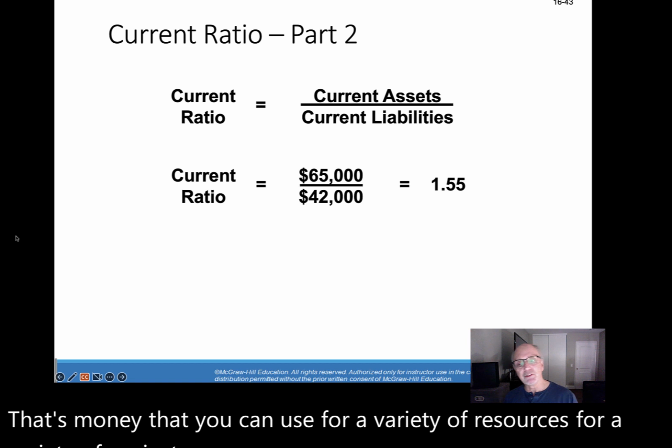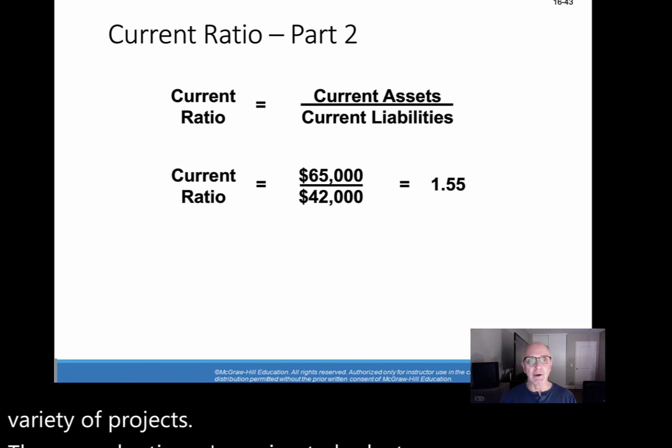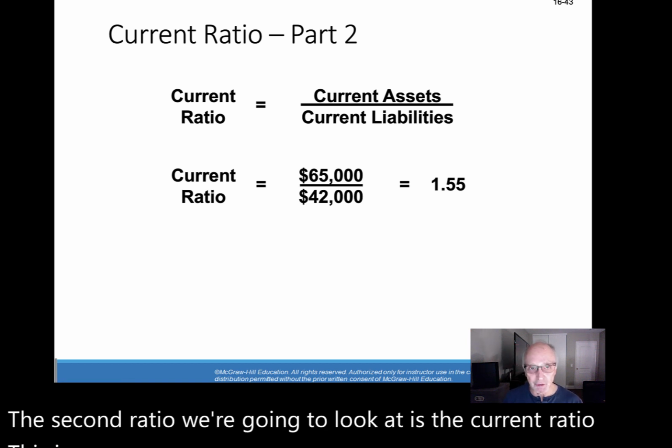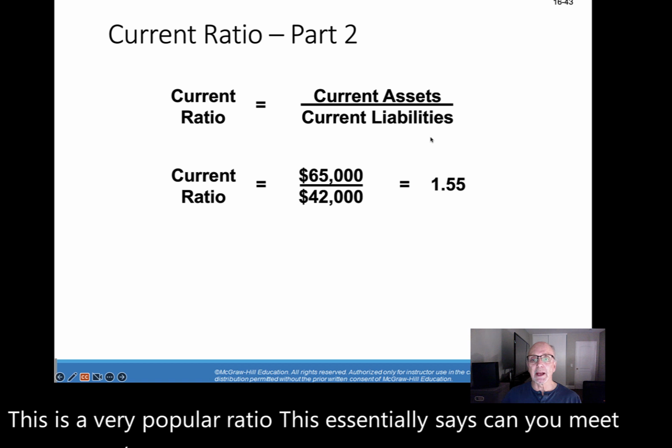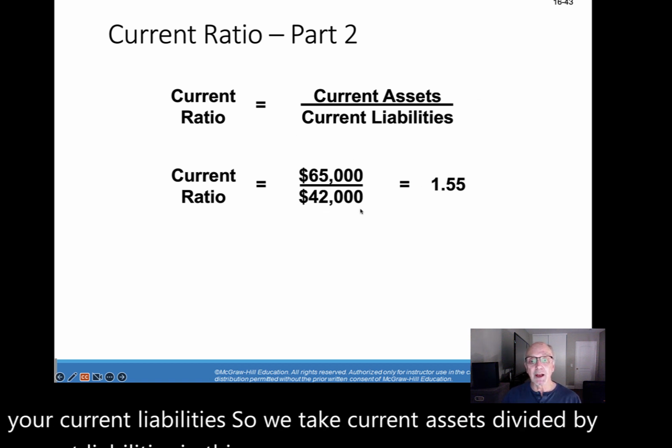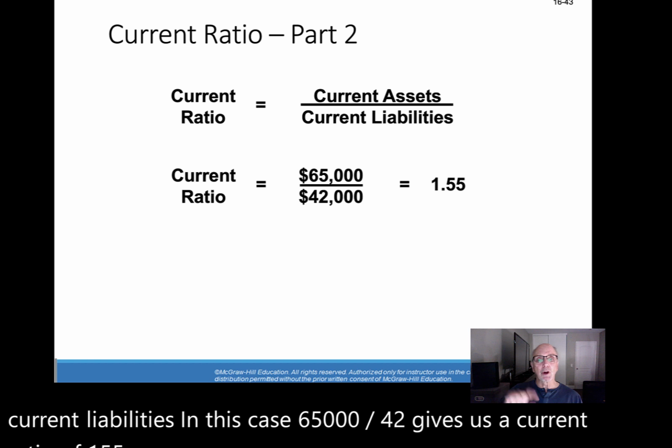The second ratio we're going to look at is the current ratio. This is a very popular ratio. This essentially says, can you meet your current liabilities? So we take current assets divided by current liabilities. In this case, 65,000 divided by 42 gives us a current ratio of 1.55. Now, any current ratio over 1 is good.